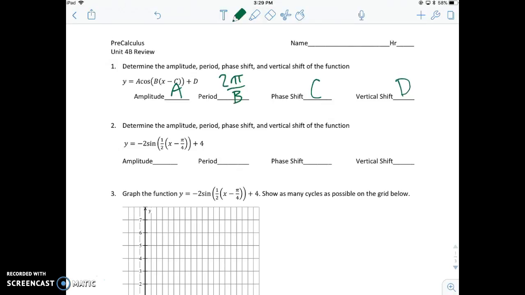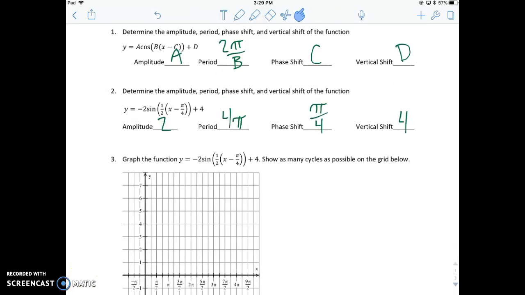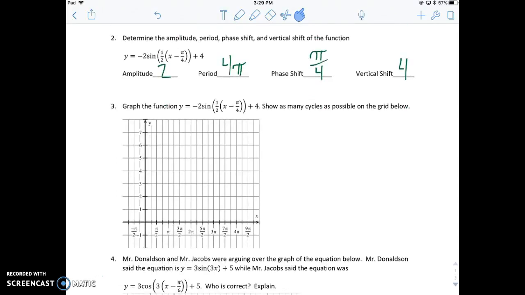If you'd like to take a minute and try number 2 on your own, go ahead. I'll pause the video there. Alright, those are the answers for number 2. I'm going to move on to question number 3, which is graphing the equation we have from number 2.